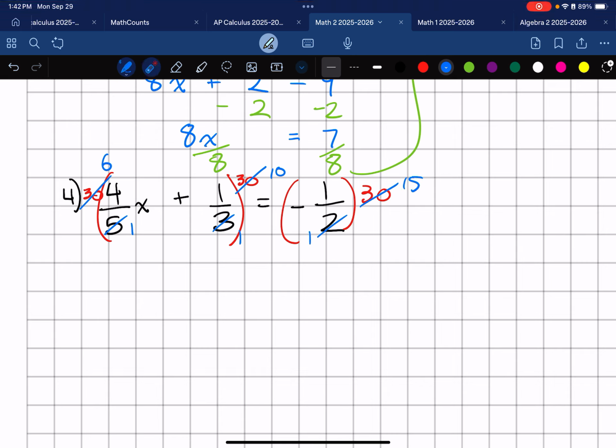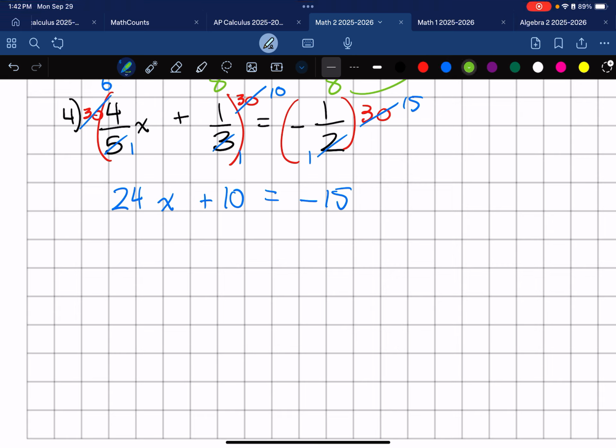Okay, so what do we have now? We have 6 times 4, which is a 24. And then I still have the x. I have just 10 here, so I'm going to write plus 10. And that's going to be equal to, I still have the negative, and then it's going to be 15 times 1, which is just 15. So it's negative 15. And now we're ready to move on without our fractions.